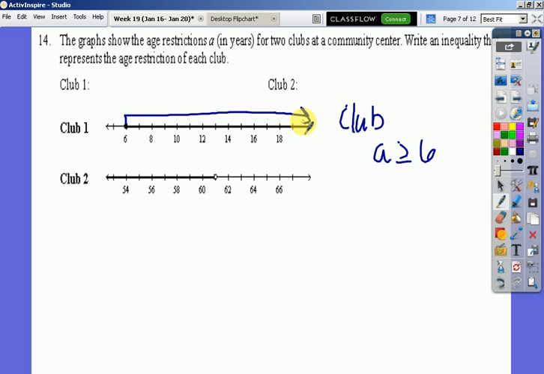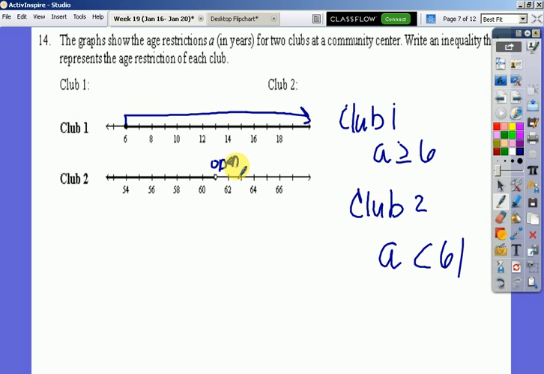What about club 2? So we start with A. And what about A? Yeah, it's less than 61. We know it's less than because it's an open circle. And the shading is happening on all the values less than that 61 in the middle of 60 and 62. Any questions?